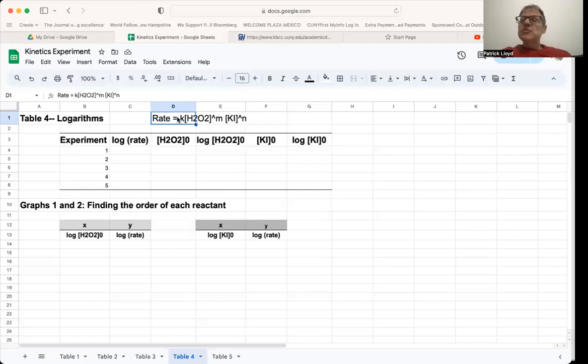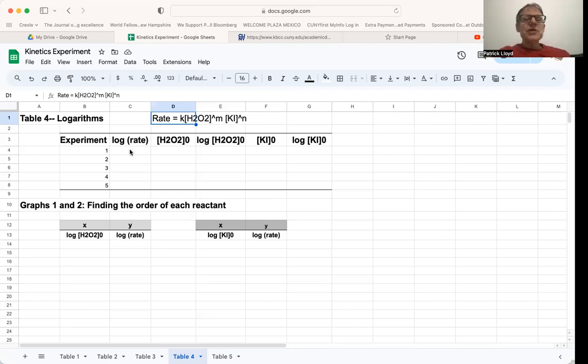So the rate is equal to the rate constant k times the concentration of hydrogen peroxide raised to a power. Sometimes people use x and y for the two reactants here. We're going to switch it back to be consistent with the lab manual, which is m and n. So m for the first reactant and n for the second one. So this is raised to the m, raised to the n. We're going to try to figure out what m and n are for this particular experiment.